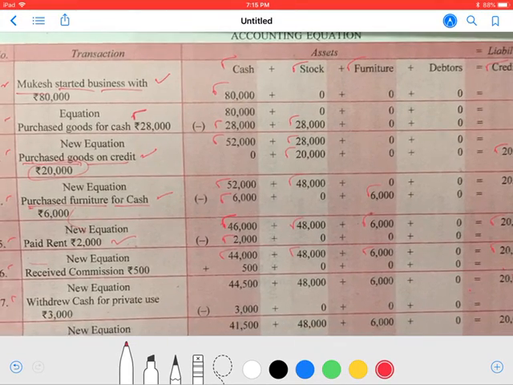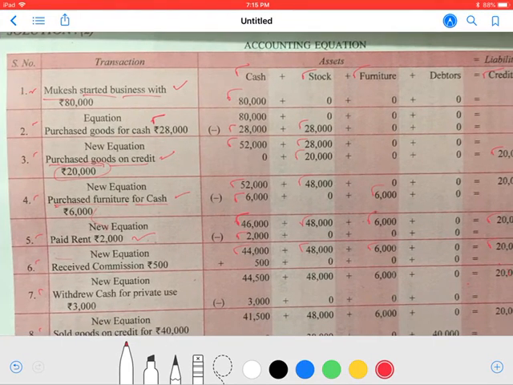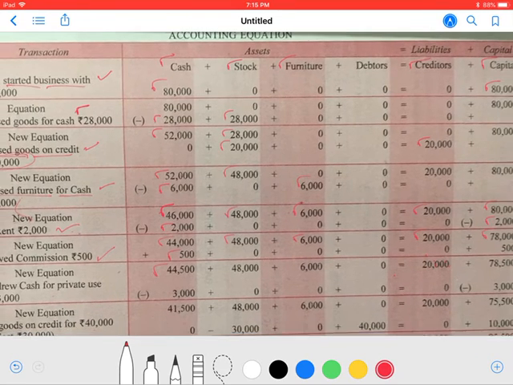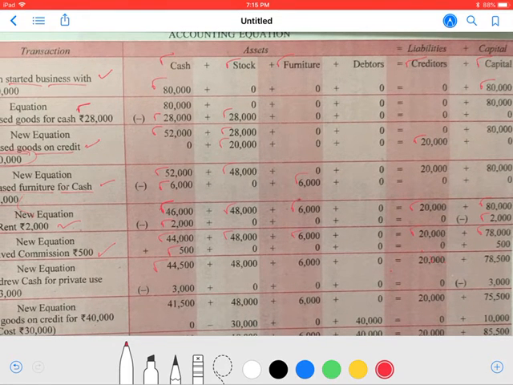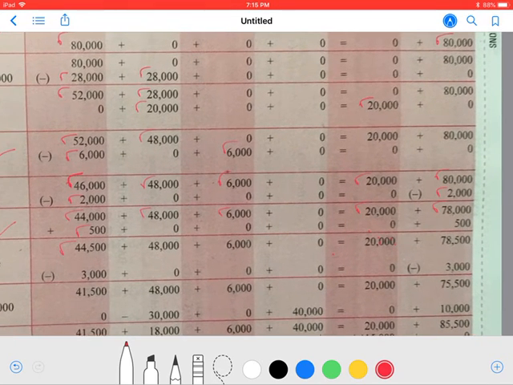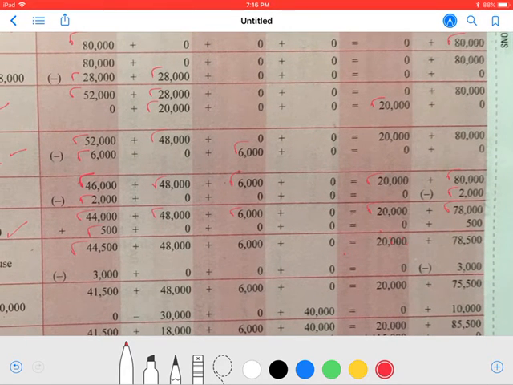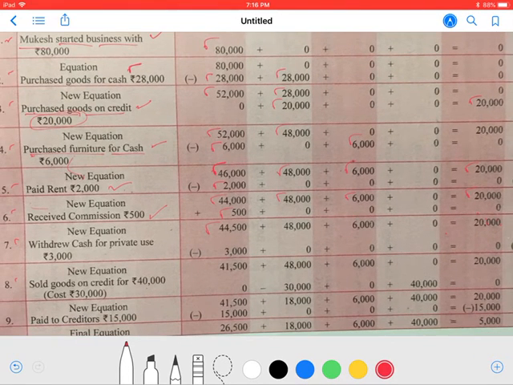Okay, now here comes the next equation, that is received commission rupees 500. So we are getting commission of rupees 500, definitely it will increase the amount of cash. So 44,000 plus 500, that is 44,500. I have just told you that every income and every profit will increase the value of capital. So obviously this 500 will be added in the capital, and now the capital comes 78,500. Okay, this is your new equation.